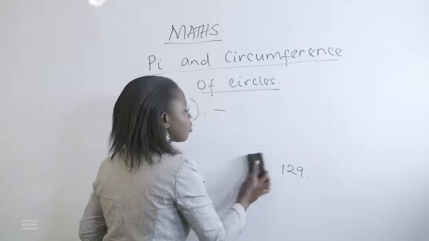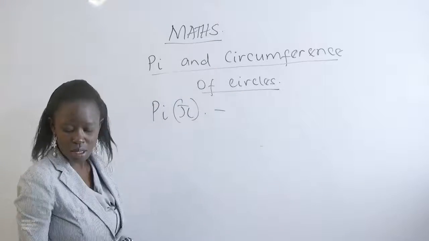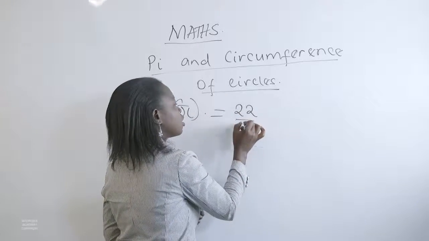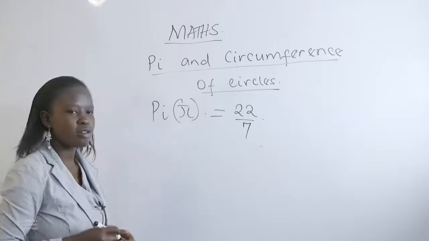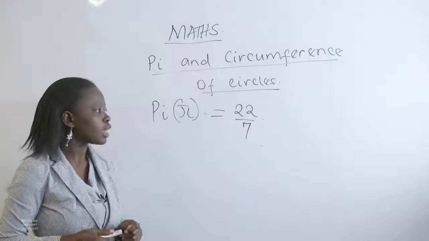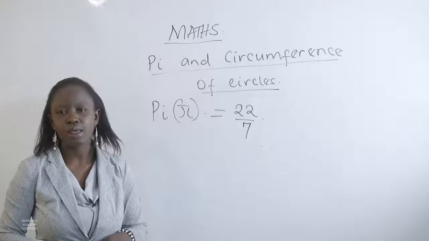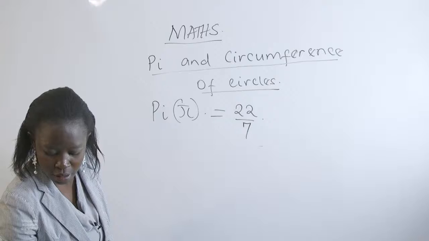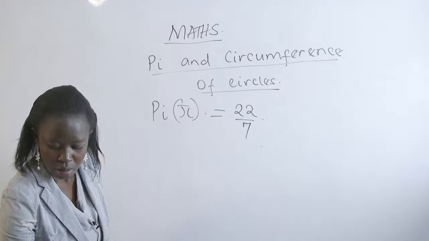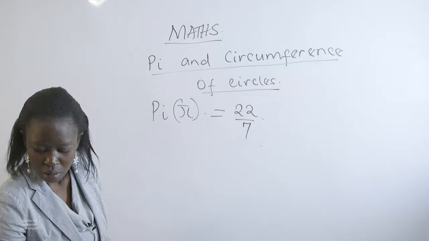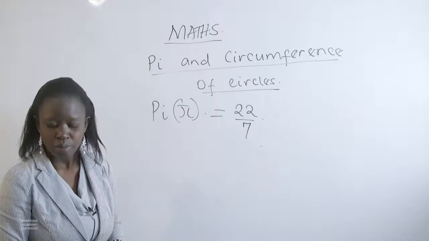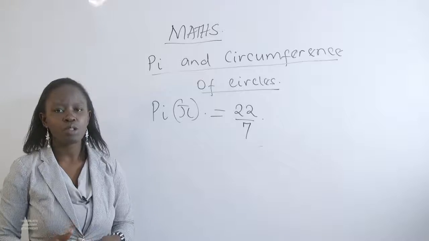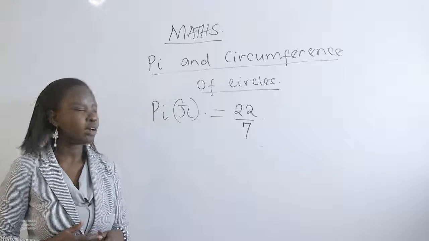So before the coming of calculators, pi was worked out as a fraction, and pi was taken to be 22 over 7. Being worked out as a fraction before the coming of calculators, pi was used as 22 over 7. So those are some of the approximations of pi that we have.